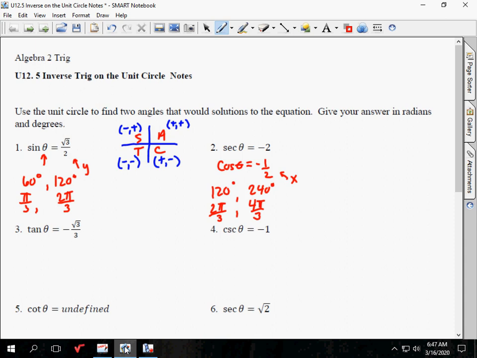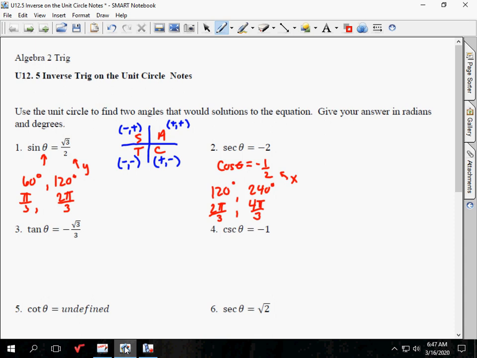So again, according to our ASTC quadrants, tangent is negative in 2 quadrants. It's going to be negative in quadrants 2 and 4. So that's where we're going to look, 2 and 4. If you look at quadrant 2, we need the y value divided by the x value. So if you take an ordered pair and divide it, you're trying to find out which one gives you negative root 3 over 3.